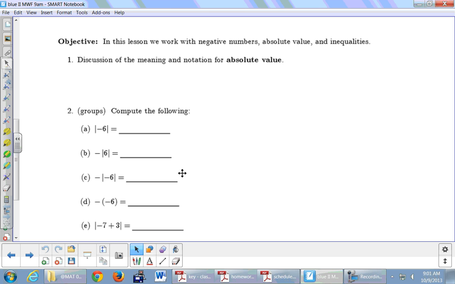And let's start with the objective here. Okay, so number 1, discussion of the meaning and notation for absolute value.